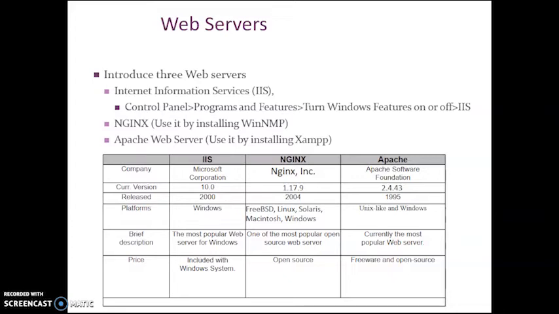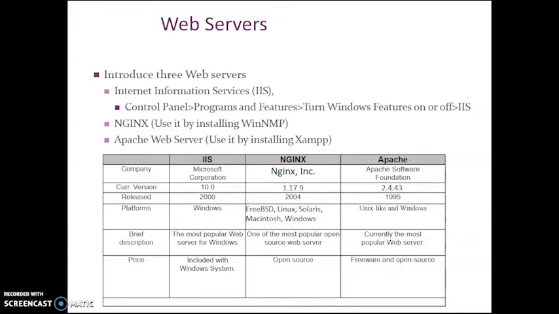WinNMP. So by downloading WinNMP into your computer, you can install this software and you can get the service for Nginx. And the third one, which is a common one, is Apache Web Server, which is something that you can get by installing XAMPP into your computer.